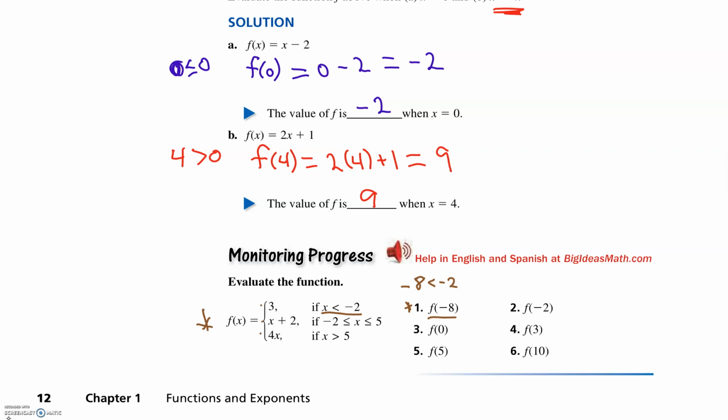Now what that one says is f of x is equal to 3 if x is less than -2. So that first one is 3. This is going to be 3 for any x value less than -2. All right, let's look at the second one. F of -2.